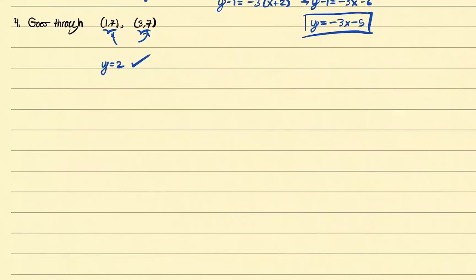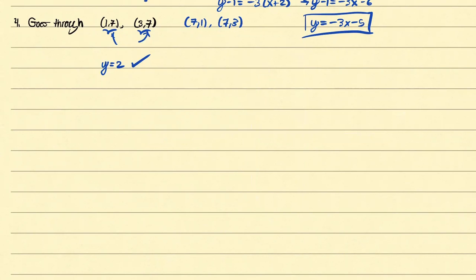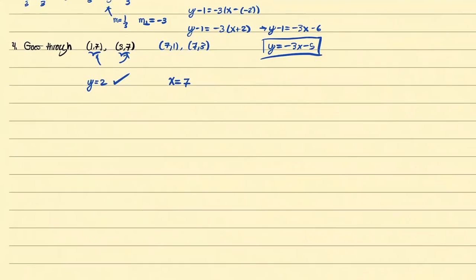If I were to do it the other way around, if it was 7, 1 and 7, 3, well, let's think about it on an axis again. For different y values, I have the same x value. So it looks like this, and it's a vertical line. And the vertical line has the equation x equals 7. And you're done.